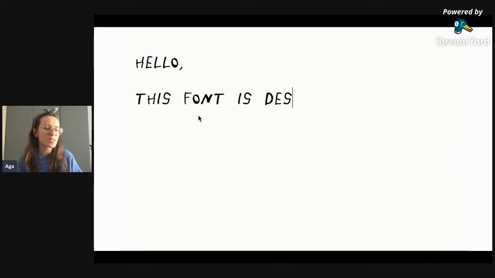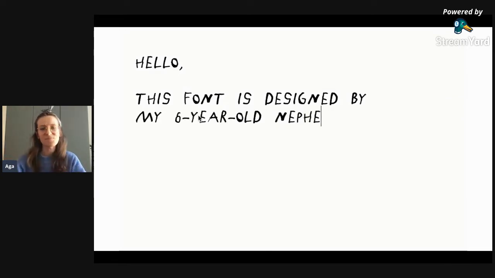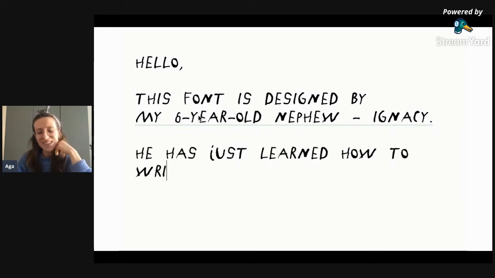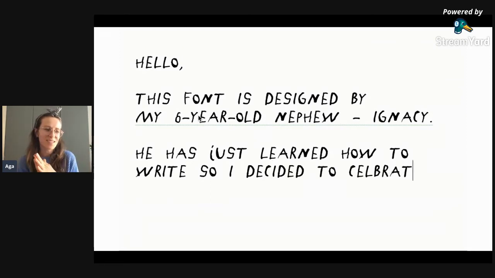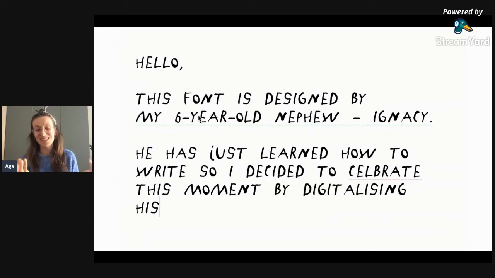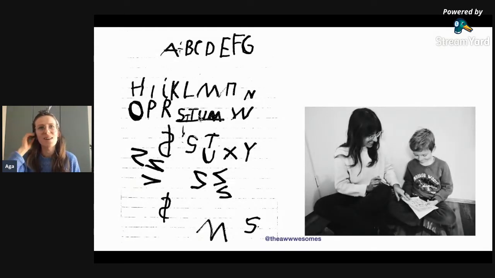But just this I kept in mind, this first thing: done is better than perfect. So what about creating a font out of handwriting? And this is how I digitalized his letters, to also have cool memories, to keep Ignace in one file, to keep his handwriting in one file. So we had tons of fun during doing this.